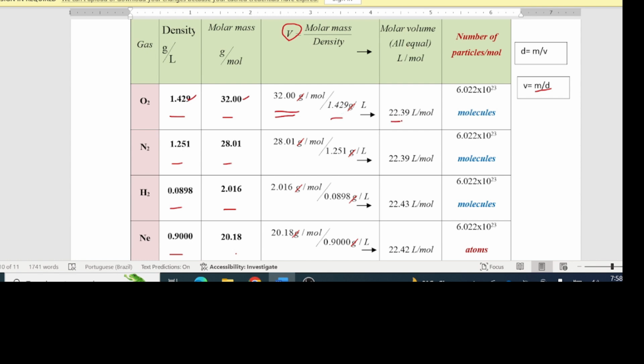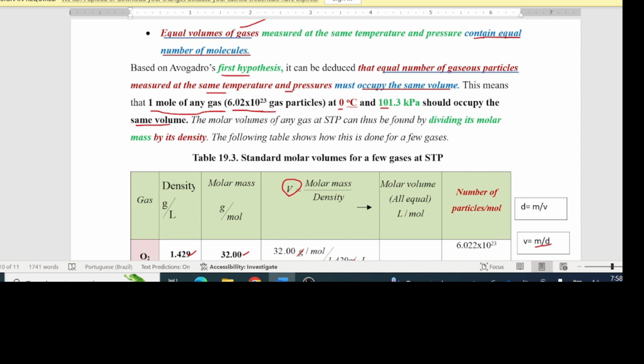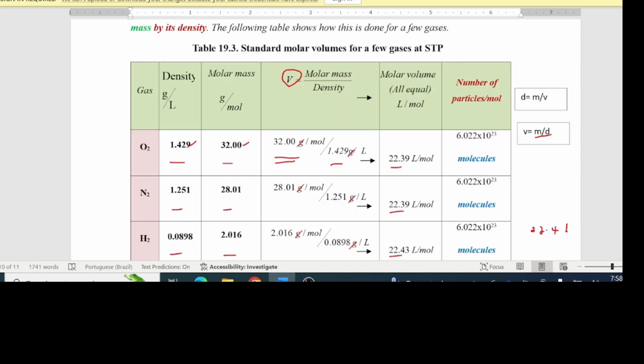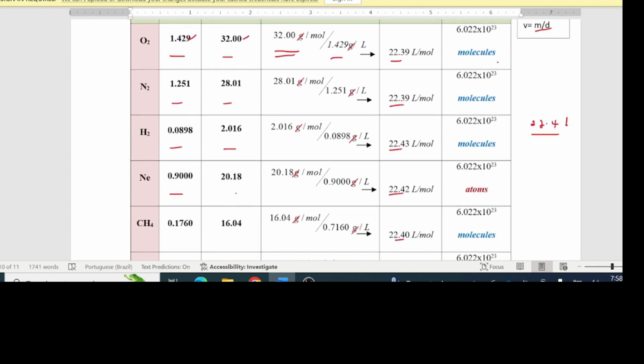In this case, if you look here, you can see there are sparing little differences. We can round all of these up to 22.4 liters. So at 0 degrees Celsius and 101.3 kilopascals, which are STP conditions, the molar volume of a gas is 22.4 liters. Each one of them will have Avogadro's number of particles. All of these will be molecules except neon, which will be atoms. So now we have established one point. At STP, the molar volume of any gas is 22.4 liters.